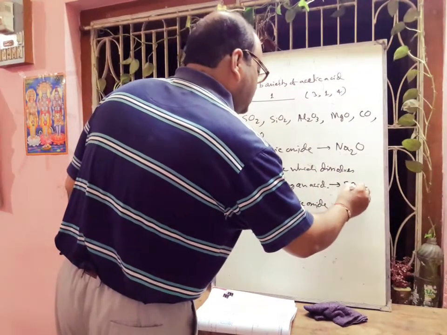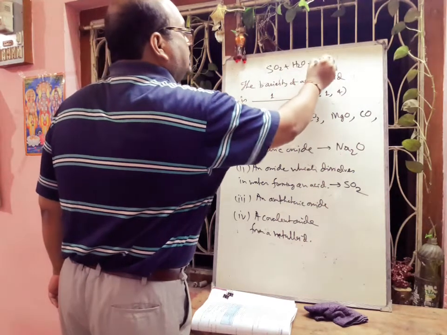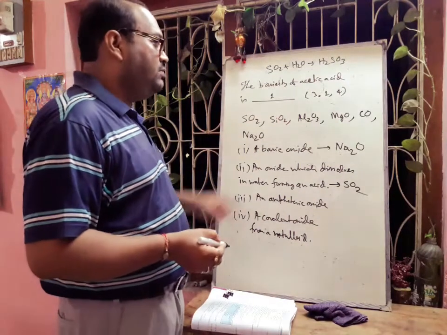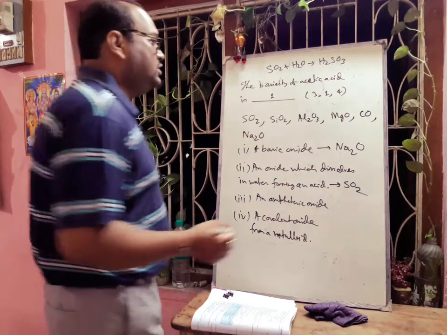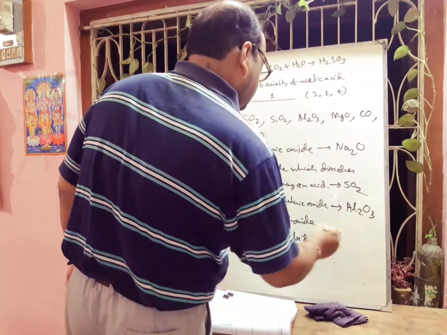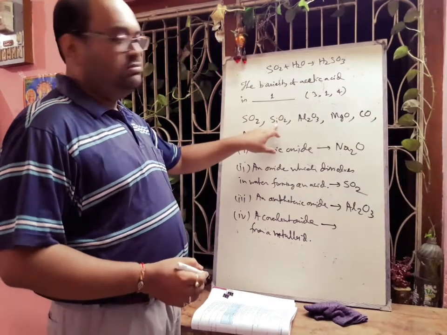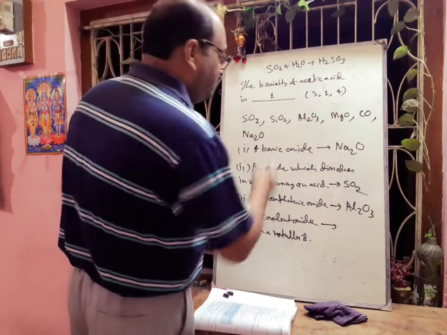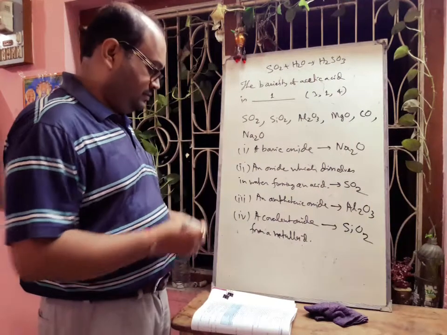When we add sulfur dioxide plus water, it will form an acid, that is H2SO3, sulfurous acid. That you know. And for the amphoteric oxide, we have already shown that aluminium oxide is amphoteric. It can react both with base as well as acid. So here you can write Al2O3. A covalent oxide from a metalloid: the metalloid is silicon. Definitely silicon dioxide is a covalent oxide from a metalloid. So in this way you will write the answer.